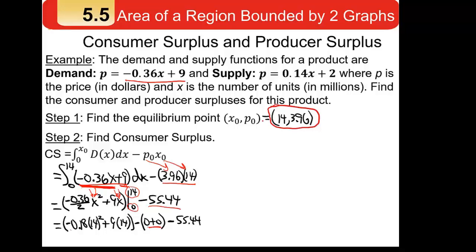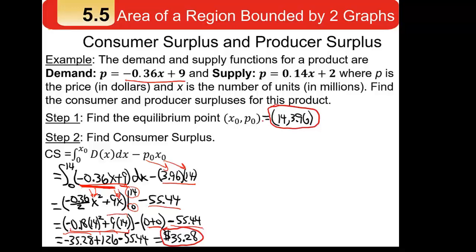So the part that you really have to concentrate on is here. If you square 14 and multiply it by negative 0.18, you get negative 35.28, and then you're going to take 9 times 14, which comes out to be 126, and then you've got this negative 55.44 trailing. So if you do that arithmetic, you'll end up with a consumer surplus of $35.28. Not so bad. Practice using the formula, and you do need to learn the formula.